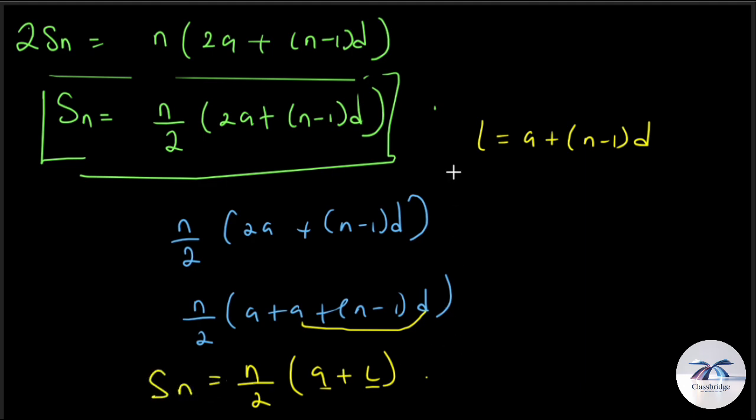So in some cases, you use this, and in some cases, you use this. When do you use this? When the last term is given and you are asked to find Sn, you can make use of this formula. But when the last term is not given, you can make use of this formula.